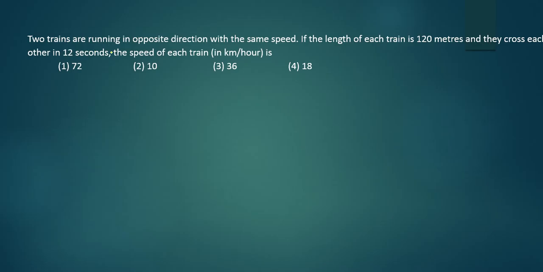Two trains are running in opposite direction with the same speed. He is saying the same speed. If the length of each train is 120 meters and they cross each other in 12 seconds, the speed of each train is? Let the speed of both the trains be S. The relative speed will become how much? 2S, because they are traveling in opposite direction.